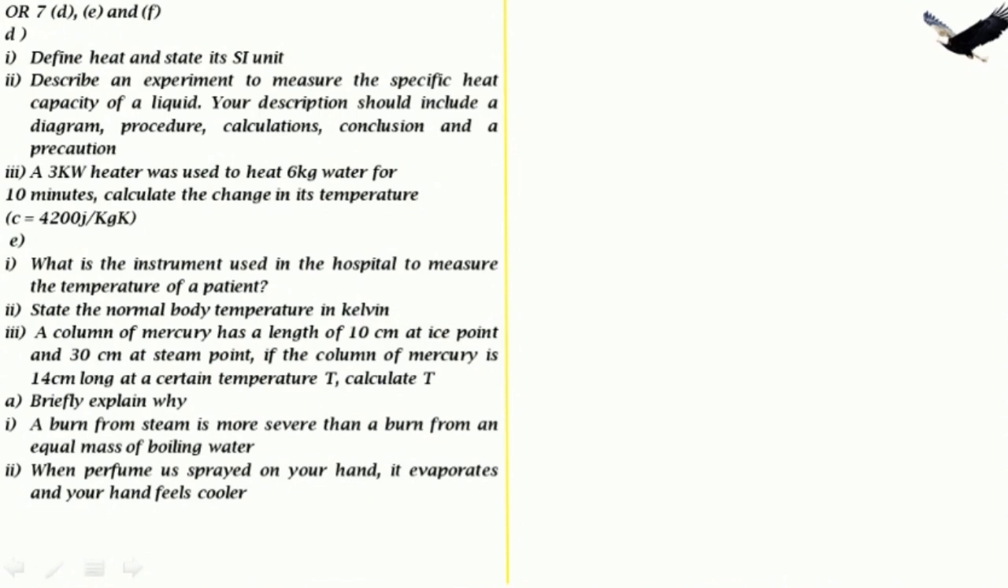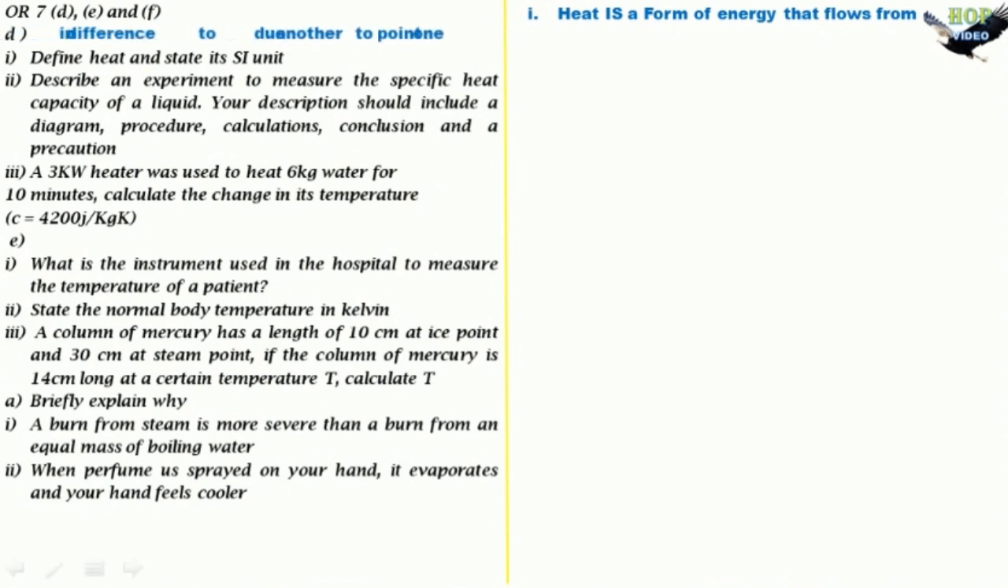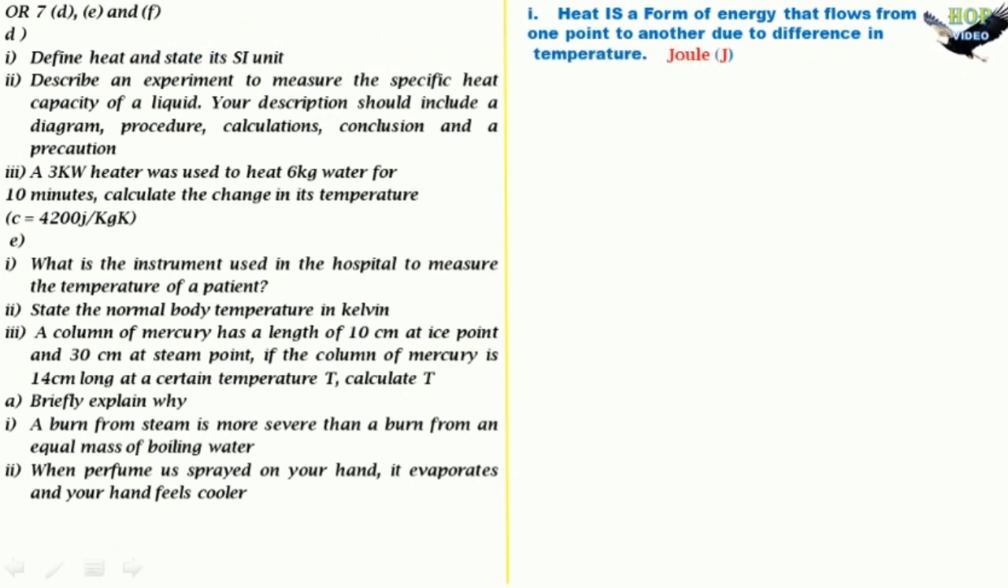The last part, F. Briefly explain why: 1. A burn from steam is more severe than a burn from equal mass of boiling water. 2. When perfume is sprayed on your hand, it evaporates and your hand feels cold. Right away to the answer, the first one: heat is a form of energy that flows from one point to another due to difference in temperature. And the SI unit is joules. Remember, any form of energy has the unit of joules.